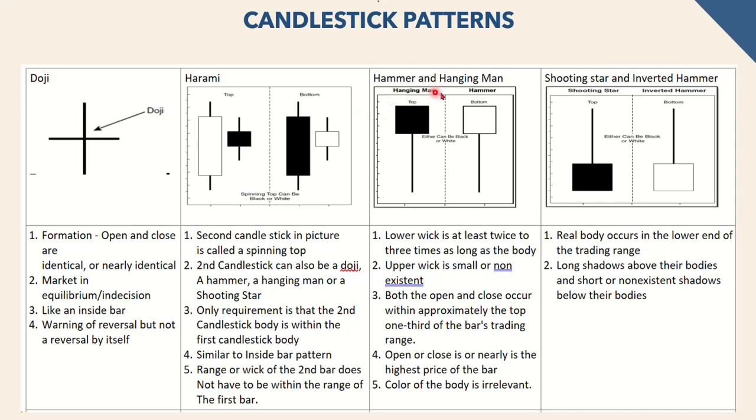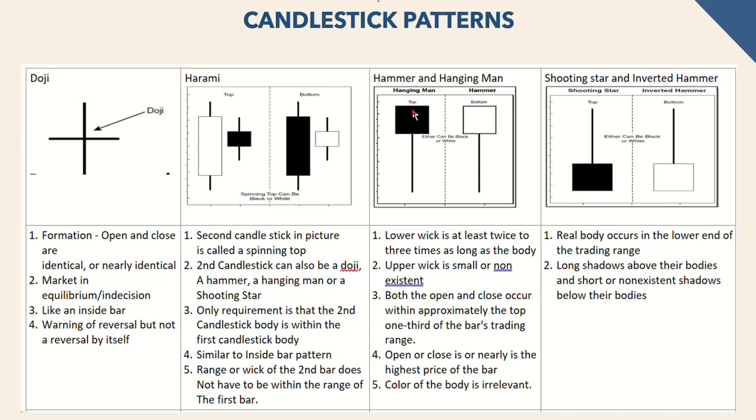Next one is hammer and hanging man. When this formation happens at the top of the trend, it is called a hanging man. If this happens at the bottom of the trend, then it is called a hammer. Either can be black or white, at the top or the bottom; color doesn't make any difference. The lower wick or lower shadow is at least twice to 3 times as long as the body. The upper wick is small or non-existent. There can be a small wick at the top or it can be non-existent as well.